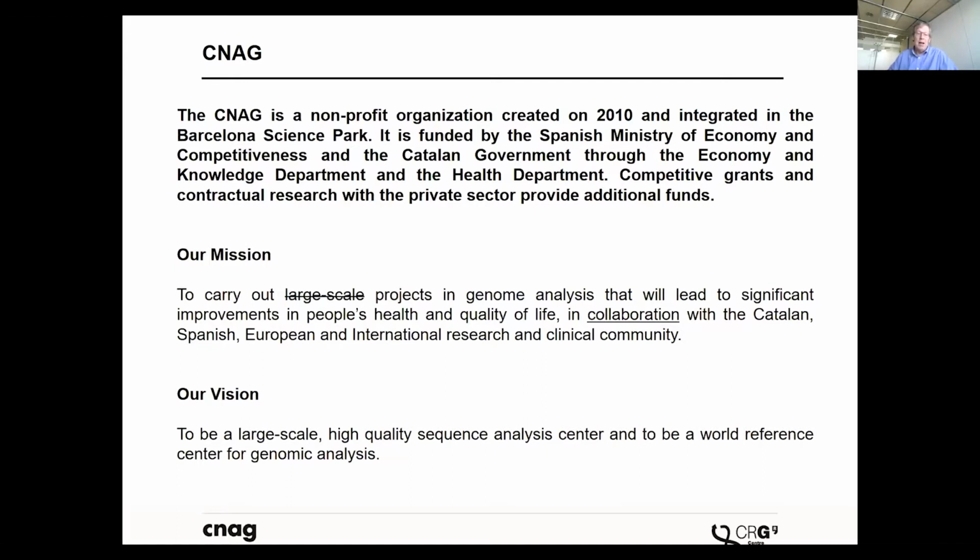So we do this with local researchers, the Spanish, European and international research community, but also with the clinical community and also with industry. As a center, we view that we want to be really good at what we do. So we want to be a world reference in genome analysis.